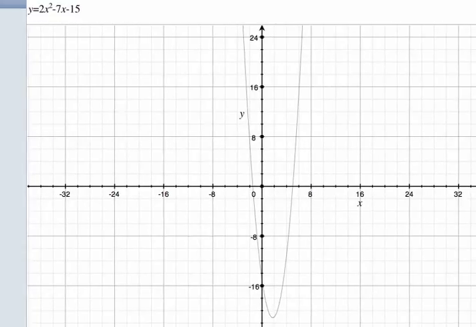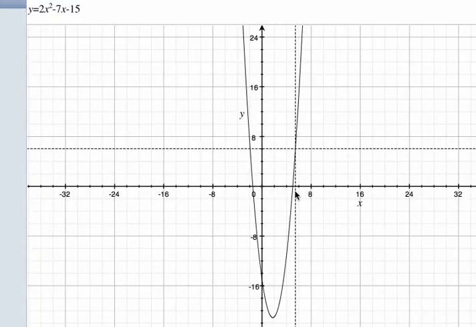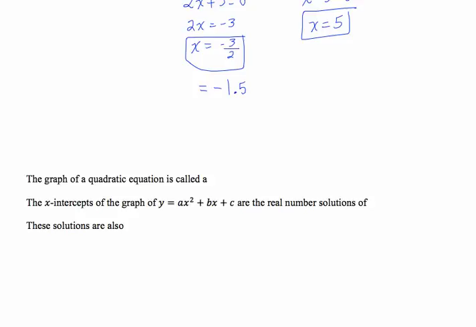Let's try this. There's the parabola. It's a little bit darker there. So it does cross here at 5 and negative 1.5. So those are the x-intercepts of the graph of this quadratic. Okay, so what is the graph of a quadratic called? That U shape that you saw, that's called a parabola. When you take college algebra, you're going to learn a whole lot more about parabolas and graphs of quadratic equations. There's tons of information about them that's useful. But we're just going to work on x-intercepts for now.